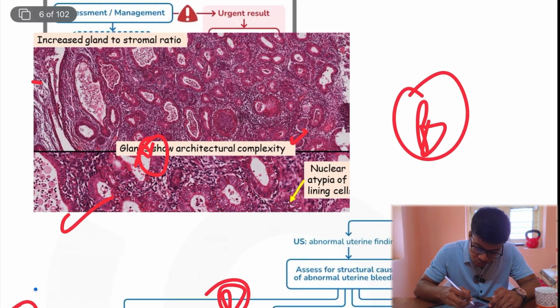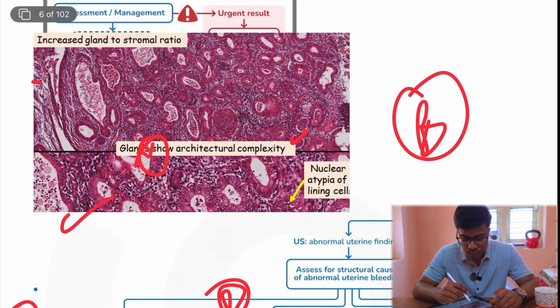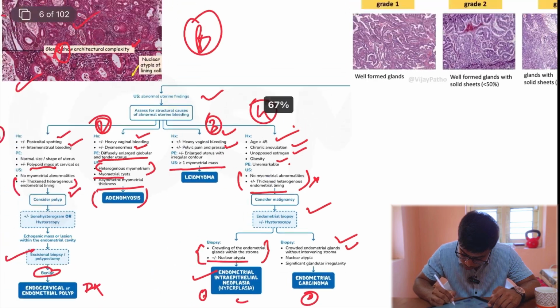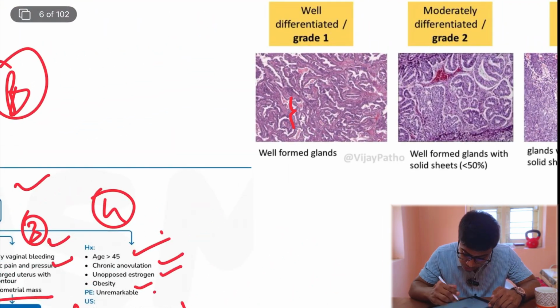There will also be an increased gland to stroma ratio, that is glands will be more and stroma will be less, then it's endometrial hyperplasia, intraepithelial neoplasia.